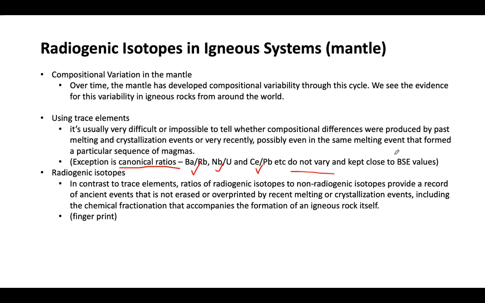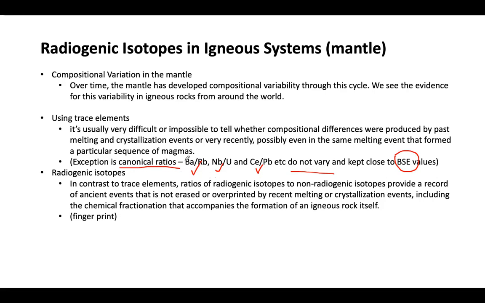So usually you can find them in BSE values, bulk silicate earth values. You know the bulk silicate earth at the primitive time when the earth was formed, the silicate portion of the earth formed, there also you had some original ratios available at that time in the bulk silicate. Later on, due to different processes, these element ratios have changed. But in the canonical ratios, whatever the process, though of course this is not 100% true, canonical ratios do not usually vary.